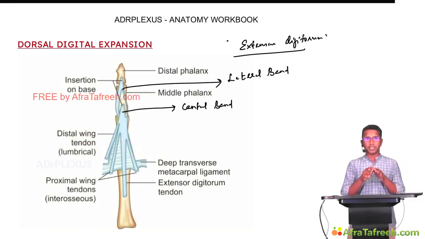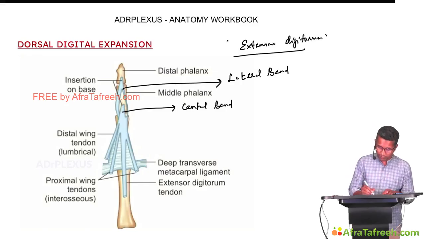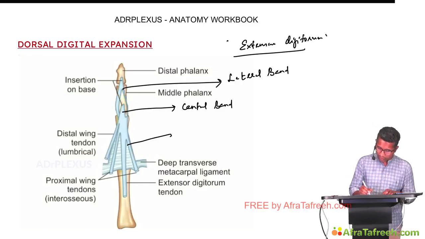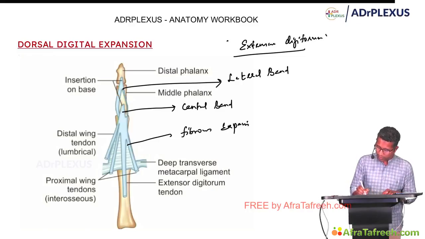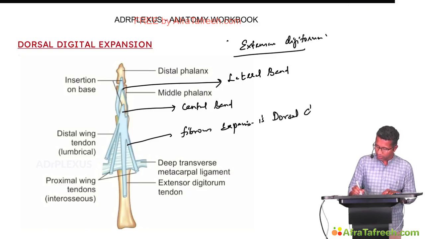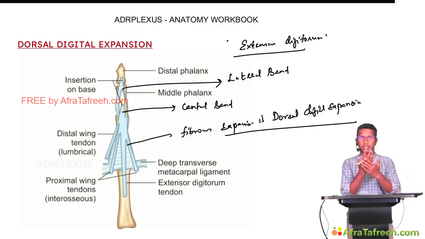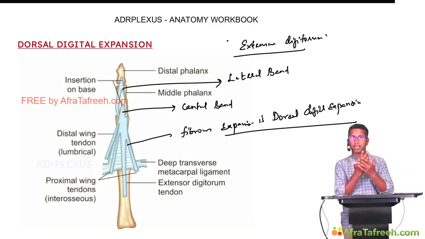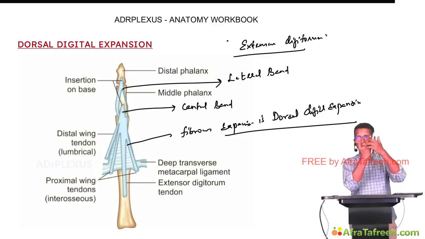When the extensor digitorum forms bands, it also gives rise to a fibrous expansion on the sides. This fibrous expansion on the side is called the dorsal digital expansion. So guys, please be clear. When the extensor digitorum muscle crosses the metacarpophalangeal joint, what is this? These knuckles, what you see here, is the area where you get the metacarpophalangeal joint.